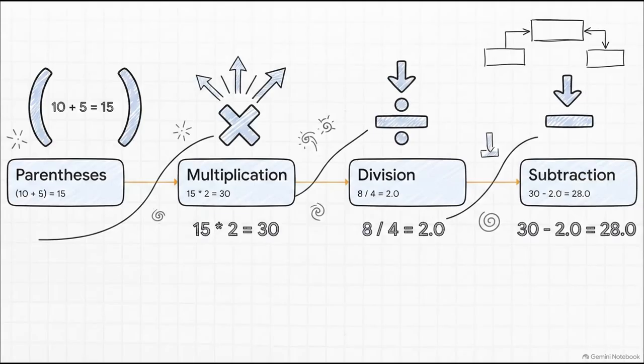Now, what happens if you throw all these tools into one big equation? Python uses a highly predictable sequence to evaluate them, strictly moving from left to right based on precedence. First up, parentheses. So here, 10 plus 5 becomes 15. Next, it handles multiplication. 15 times 2 is 30. Then division. 8 divided by 4 gives us our float, 2.0. And finally, subtraction. 30 minus 2.0 leaves us with the final answer of 28.0. Your tools will fire in this exact logical order every single time.